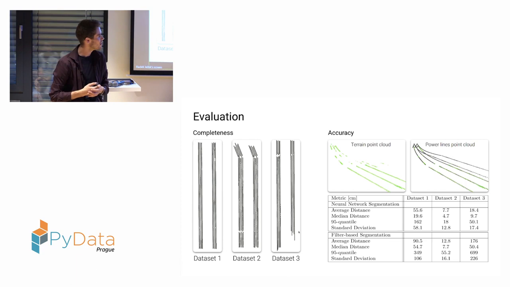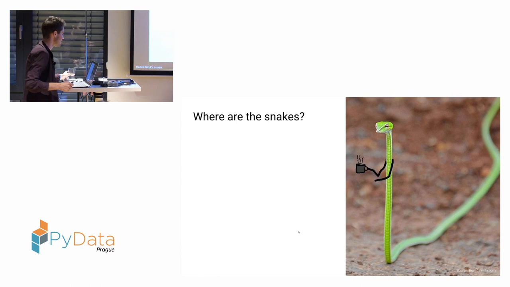So it's a bit confused on the first data set, but on the second and third, the average distance is 7 centimeters or 18 centimeters, which I think is really good. But we didn't have any sort of ground truth data because this is really hard to obtain. You need a laser scanner, for example, and it's expensive. So it was out of scope of this work. So that's it for the work.